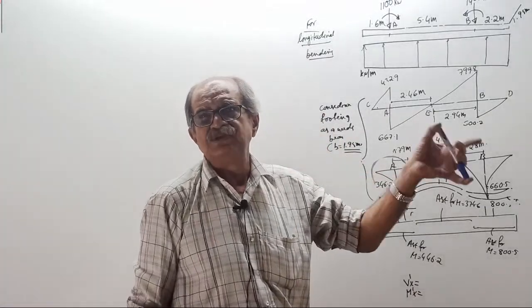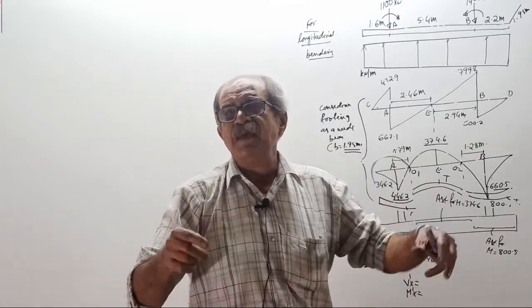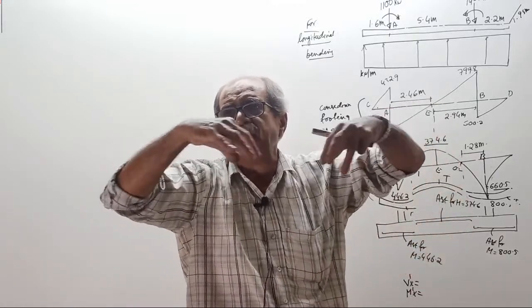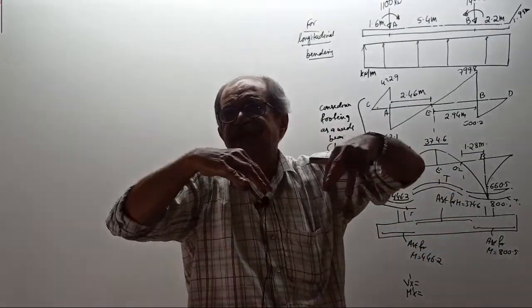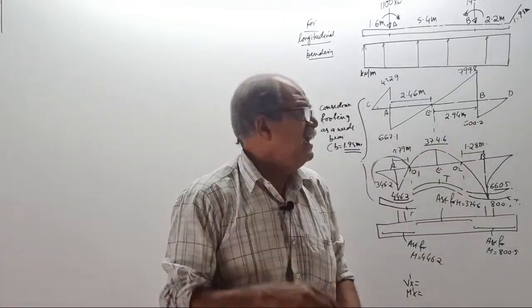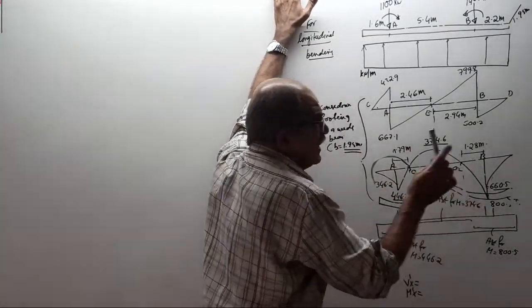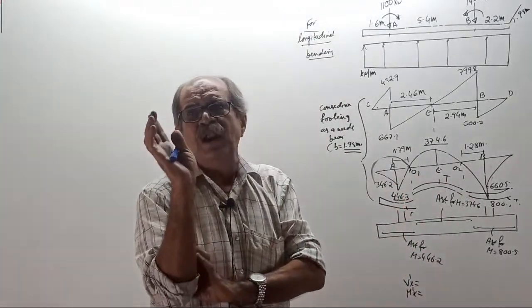After this example is over, I will take one more example. Why? Very popular. So many times the columns are quite nearby. In that case, the entire lengthwise bending will be only sagging. Means what? The BMD will come this way. So full sagging. Practically equally important.